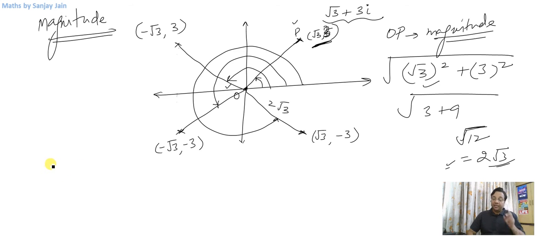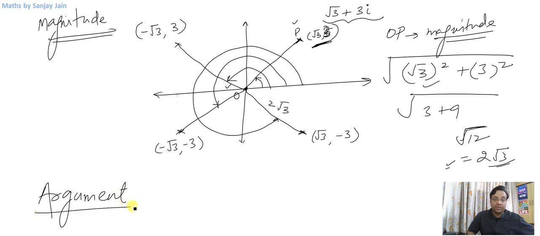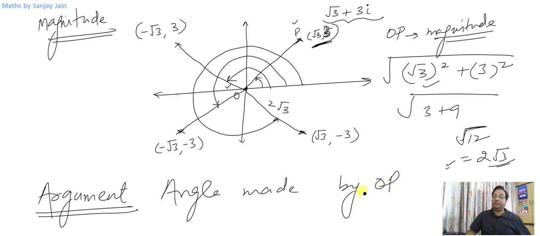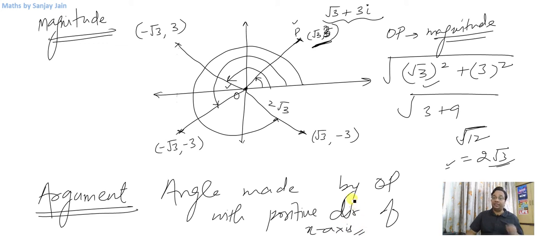Angles made by this line OP with positive direction of x-axis is known as the argument of a complex number. So what is it? Angle made by OP with positive direction of x-axis. Once we study about vectors, then we will say angle made by this radius vector, because this complex number also is represented by vector.